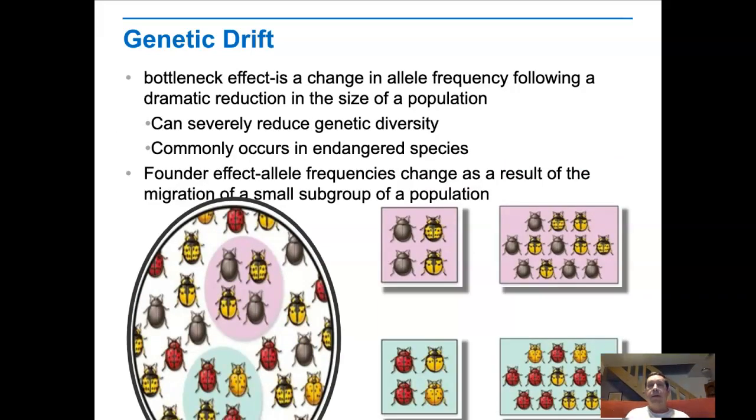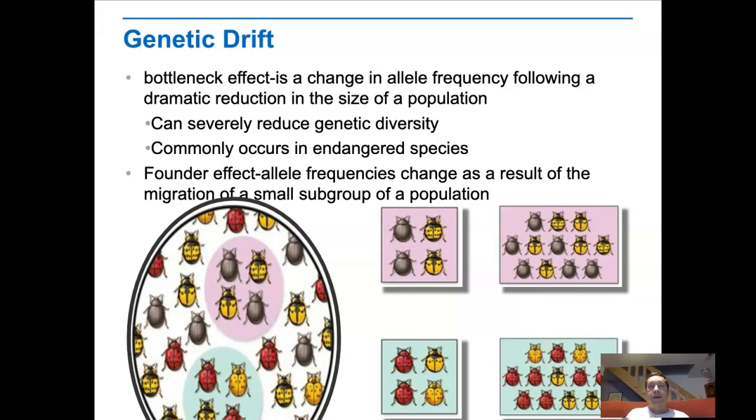So the bottleneck effect is a change in allele frequencies following a dramatic reduction in population size. Something comes in and makes the population very small, which can severely reduce genetic diversity because there's going to be more interbreeding. They become more and more similar. This is pretty common with endangered species.